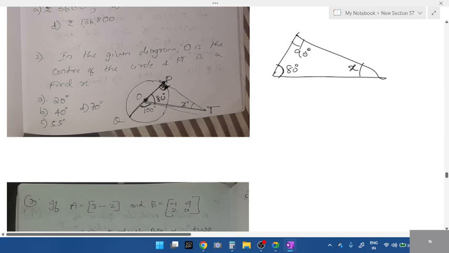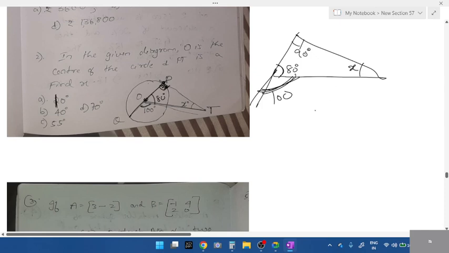So what will be the value? No, I think the total value should be 180. I think I have given the options wrong. In the given diagram, O is the center of the circle. I have given the options wrong, students. 180 minus, look at this, interior plus exterior, straight line. 100 plus 80 is 180, right? So I should have given option 10.